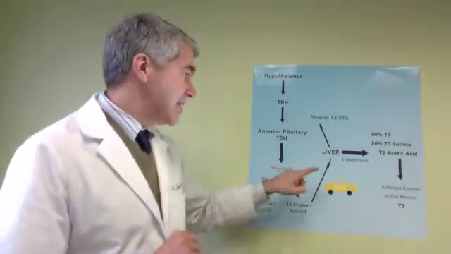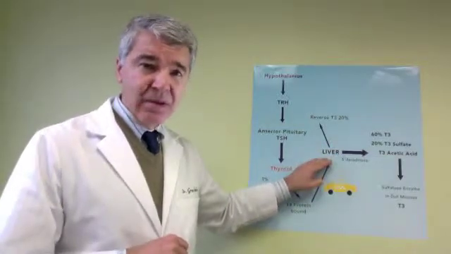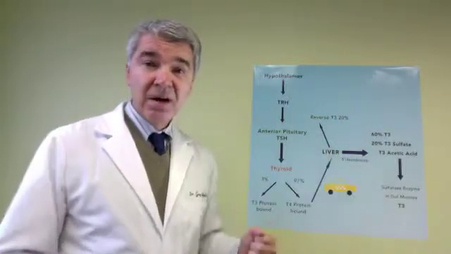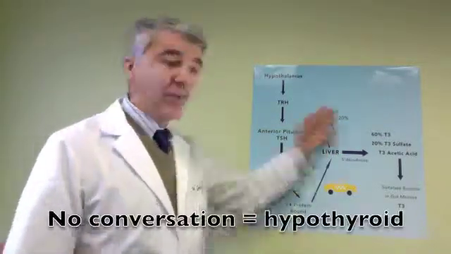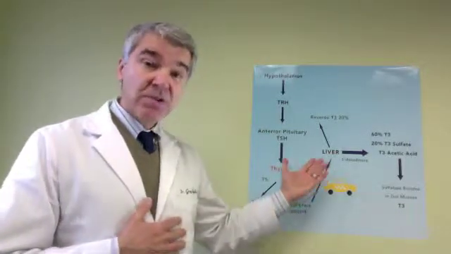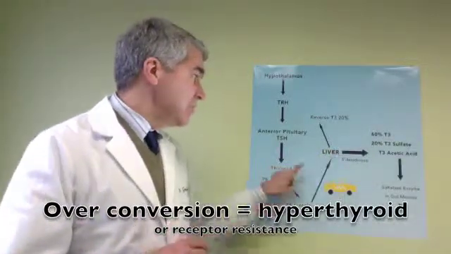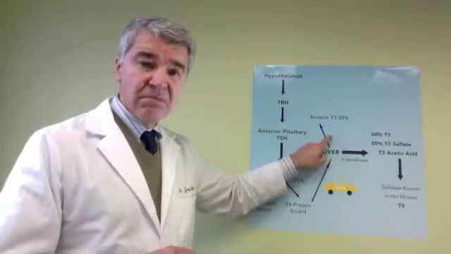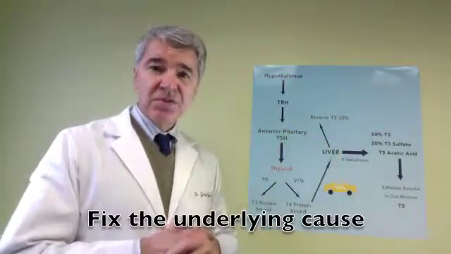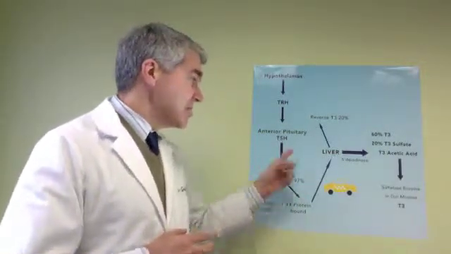So what happens if this is broken? If the conversion is not happening? You could take all the medication you want, and if it's not getting converted, heck, it's not going to work. What happens if you overconvert? In other words, you make too much T3. Well, that can cause other problems, which I talked about earlier, like receptor resistance and stuff like that. So if you have a problem with this, you've got to fix that. That's the underlying cause of your hypothyroid symptoms as well. I mean, medication's not going to take care of any of that.